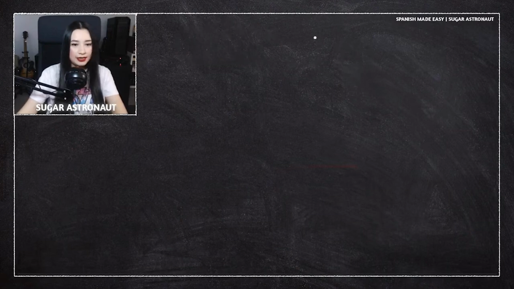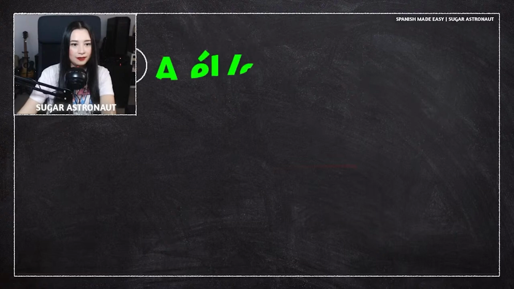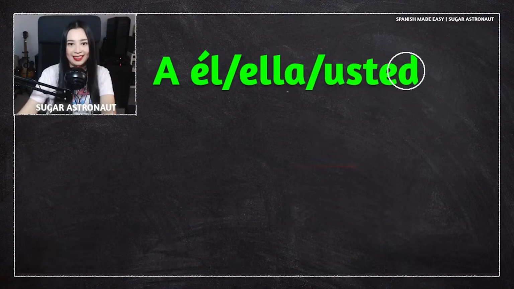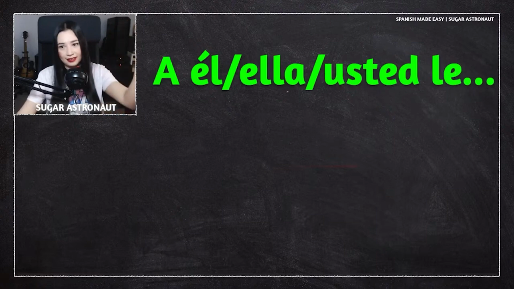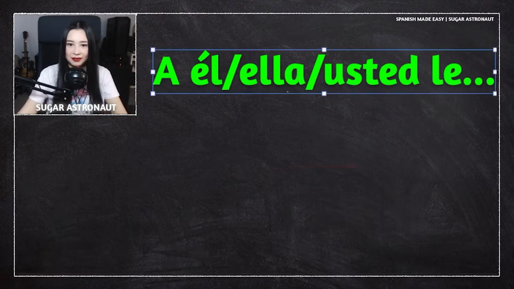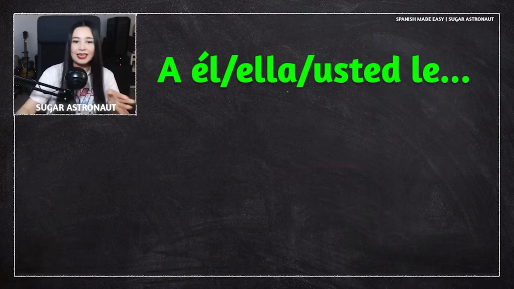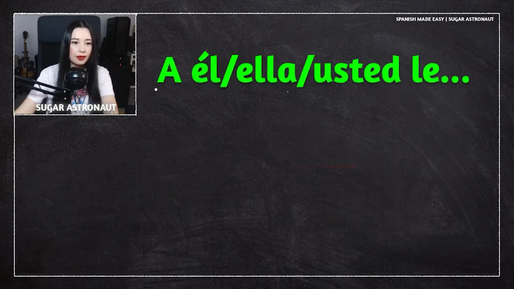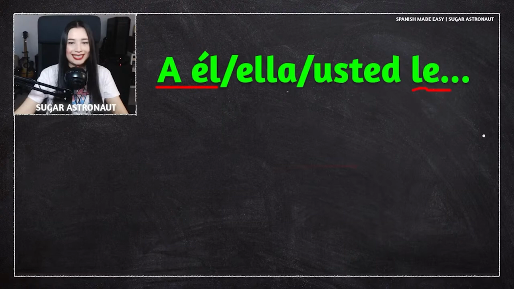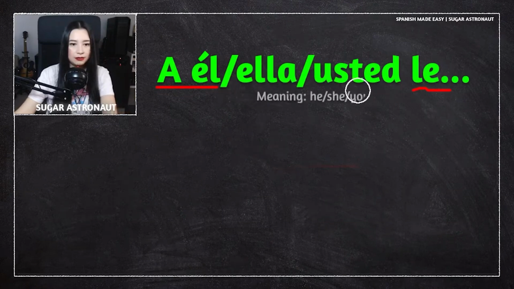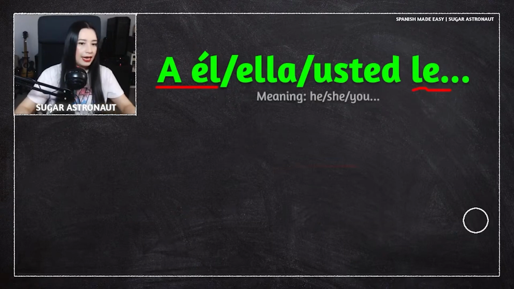So if you want to say that, guys, you need a él or a ella or a usted le dot dot dot. Oh my God, it barely fits on the screen. Okay, here you have it. A él, le. Okay, first let me show you here. A él, le means he. Let me just show you the meaning here. So if you want to say he, then you need to say a él, le.